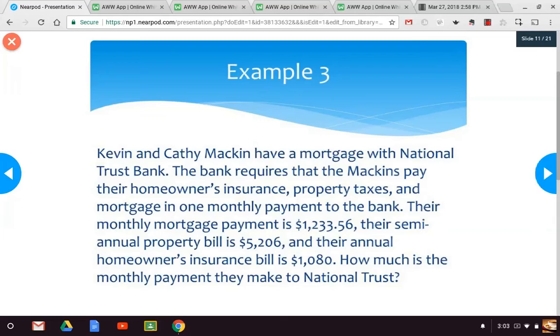So the mortgage company is going to collect all of that money and then pay it out to the different people who need it, like the homeowners insurance and the government for the taxes, and then they'll keep the mortgage payment. The mortgage payment itself is $1,233.56, but we want to know how much they're going to give the actual National Trust Company to pay that, their property bill, and their homeowners insurance.